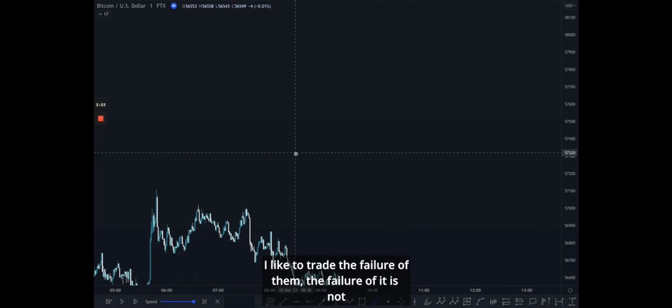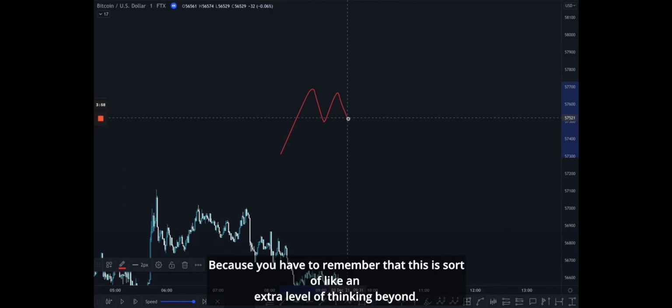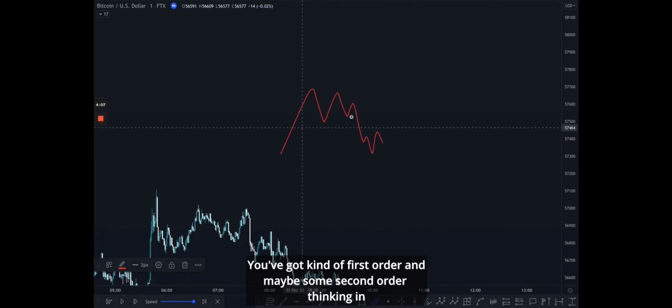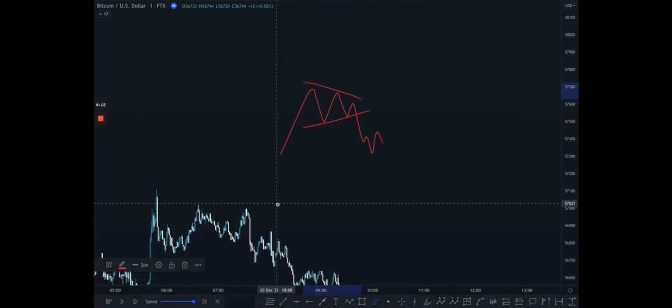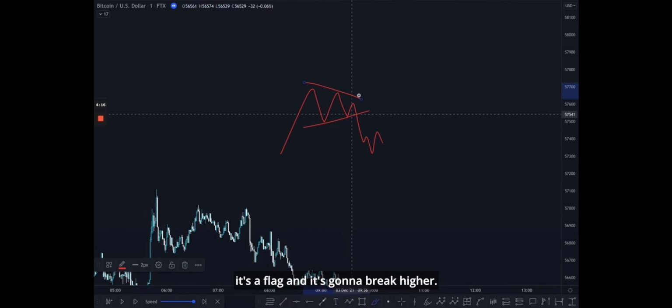The failure of it is not the fact that it broke down, okay, because you have to remember that this is an extra level of thinking beyond it. You've got first order and maybe some second order thinking in here where you've got trader one, the most basic retail trader, who will see this and go long because they think it's a flag and it's going to break higher.